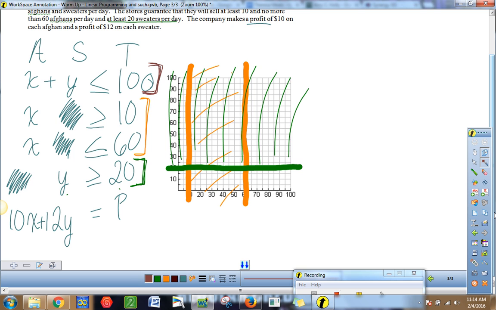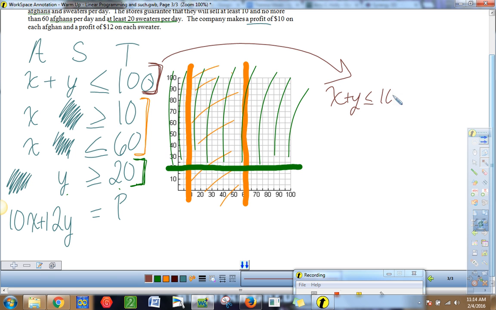Alright, how do we deal with x plus y less than or equal to 100? We want to change this into slope-intercept form, right? So if I have x plus y is less than or equal to 100, what do I have to do? You subtract x on both sides.